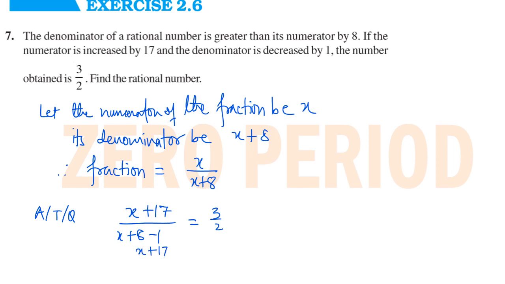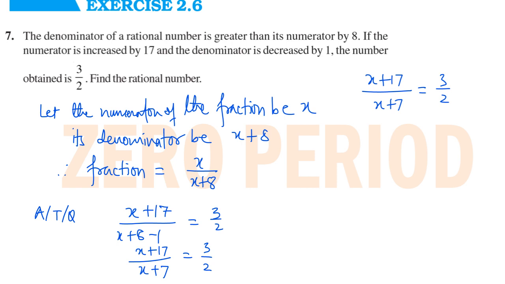Then it becomes x plus 17 upon 8 minus 1 is 7. So you can write here 7, and the equal part is 3 by 2. I am repeating this step again: x plus 17 upon x plus 7 is equal to 3 upon 2. Now this we got by using the information given in the question.